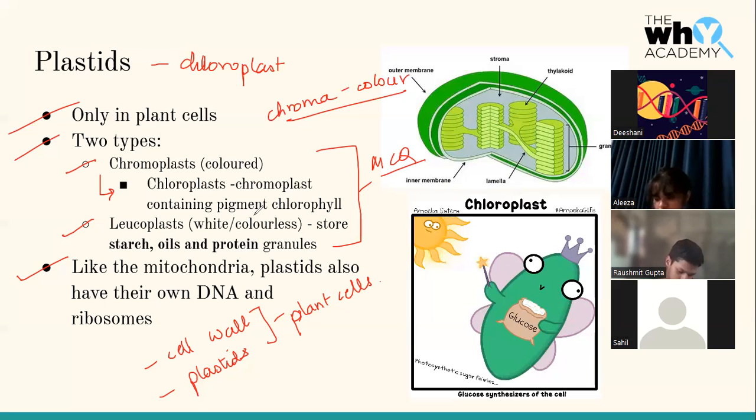The word plast is coming from plastids. So chroma is color and plast is coming from plastids. Same thing for leuco. Leuco usually refers to anything to do with starch, oils, etc. From there that word leuco has come. Right, and something to do with white and colorless, both. So it is used in both contexts.